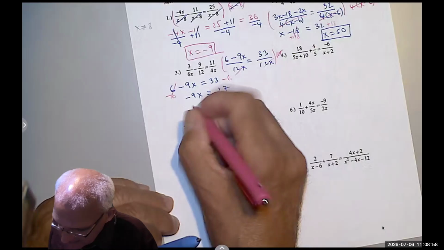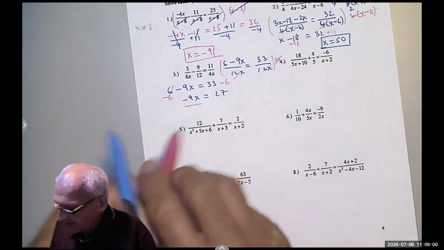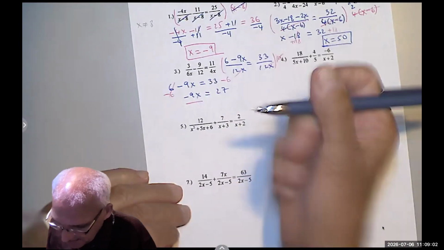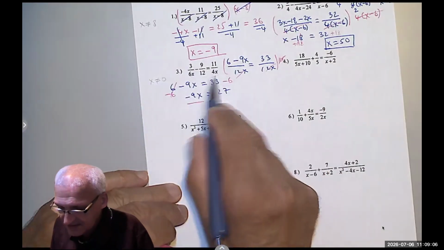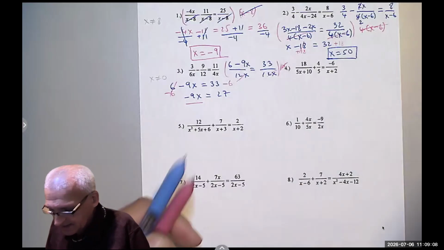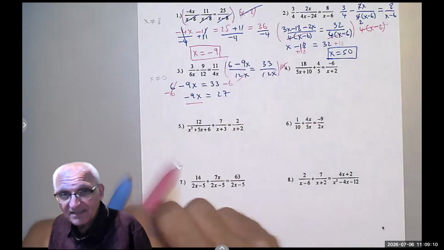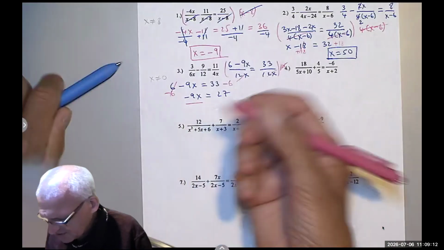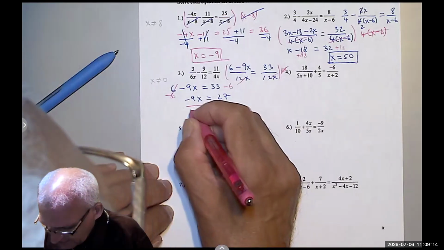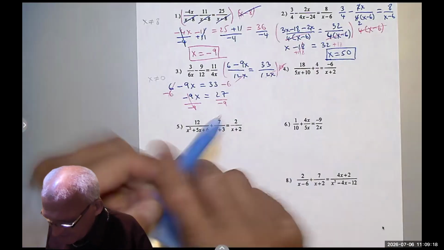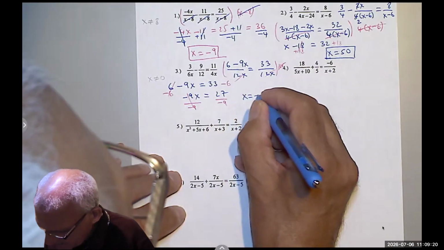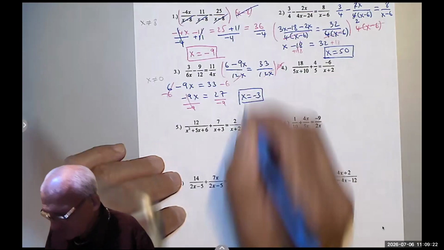I'm going to divide. Here, by the way, I could have said that x doesn't equal 0, because if x is 0, I will get a problem. So I need to check at the end that x doesn't equal 0, which of course it won't. So I'm going to divide both sides by negative 9, and I get x equals negative 3, which is not 0.